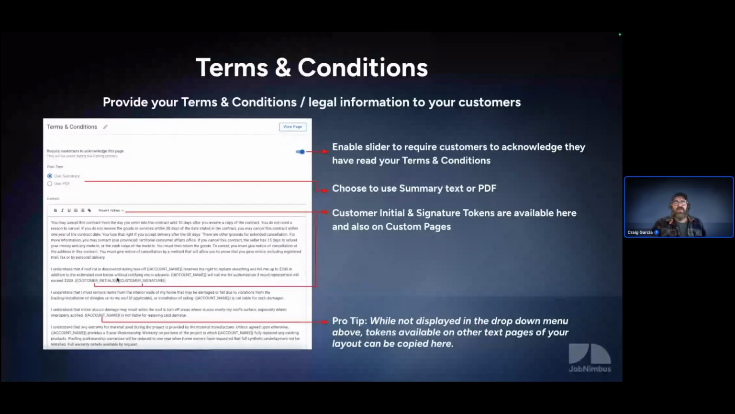Also in here, you'll notice we've got additional tokens in here. We've got customer initial and customer signature tokens available in this dropdown. This is handy, especially in this example that we've got right here. Hey, if I find roof rot, I'm going to replace up to $200 without asking you about it. That might be something you want your customers to sign off on or initial ahead of time. And I definitely would recommend you drop those in there. Combined with the acknowledgement, it's pretty powerful.